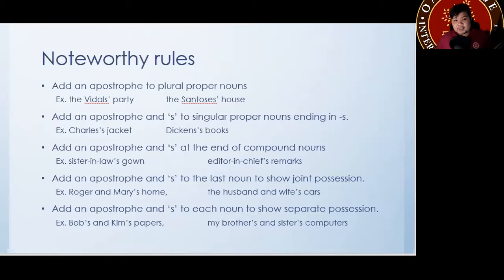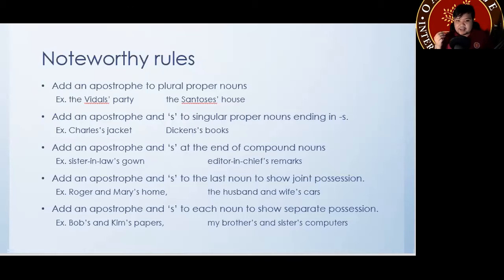Anyways, the next one is to add an apostrophe and S to singular proper nouns ending in S. That means if it's, for example, a proper noun that ends in S, like Charles or Dickens, you add an apostrophe and then S. But if you just add an apostrophe to a proper noun, that's fine too. Okay, next one.